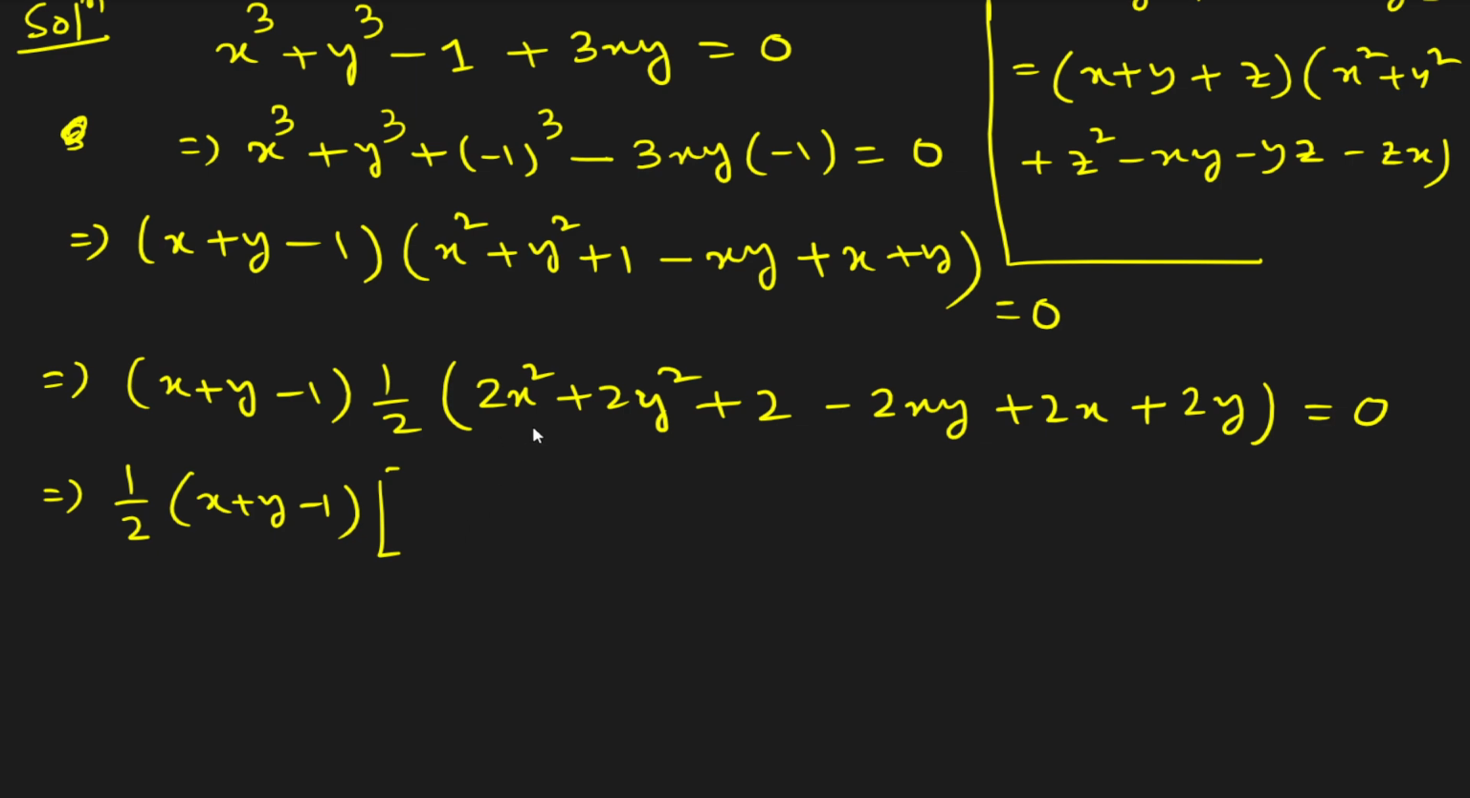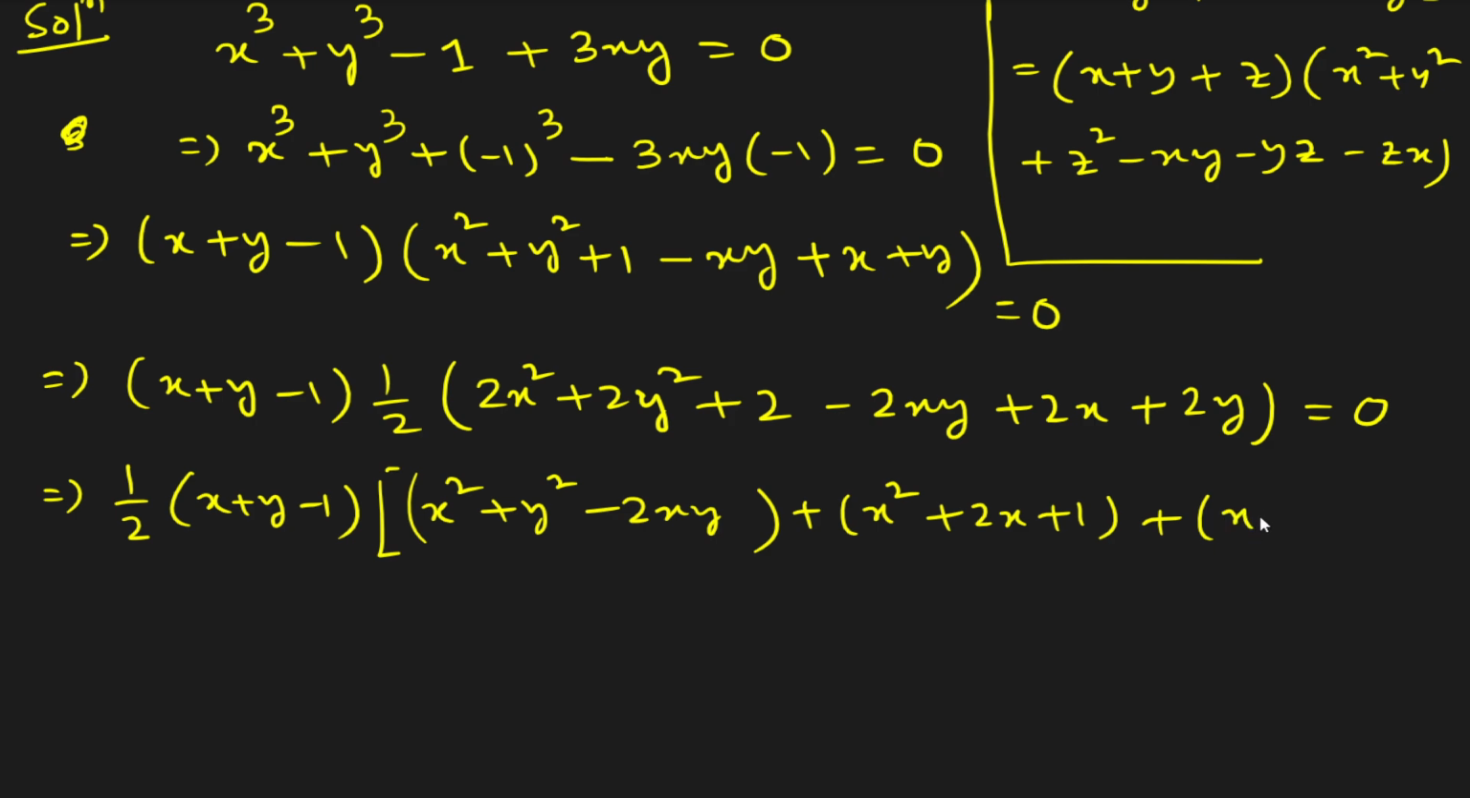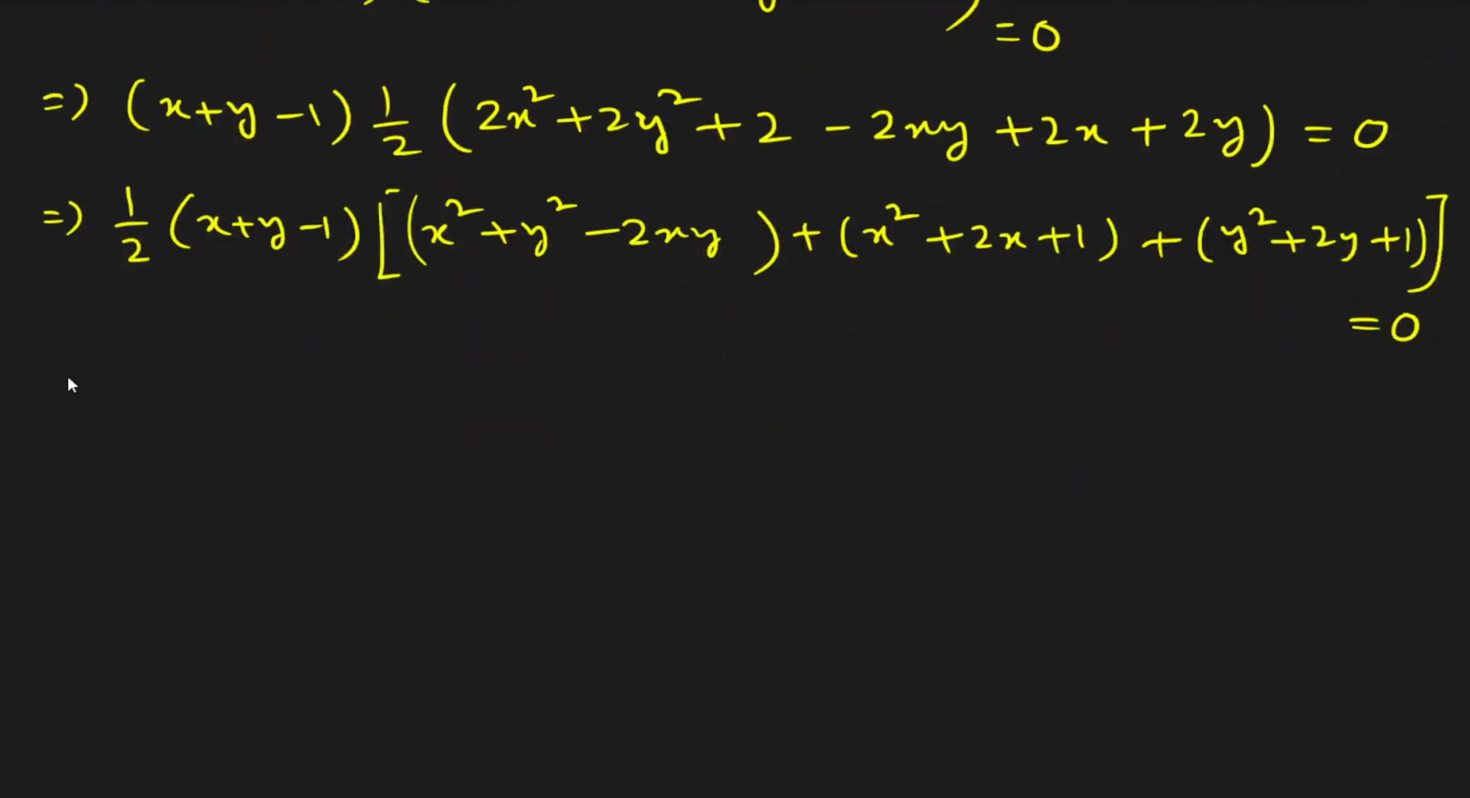Now this is important. You see, 2x square plus 2y square plus 2, can we rearrange all the terms like this? x square plus y square minus 2xy, and then x square plus twice x plus 1, and then y square plus twice y plus 1 is equal to 0. Now if you check it, x square plus x square is 2x square, y square plus y square is 2y square, then 1 plus 1 is 2. So when we check all the terms, exactly this one we get.